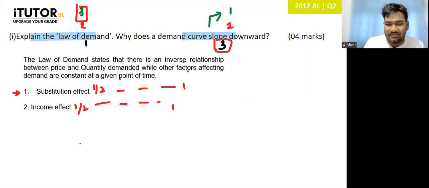Okay. So substitution effect, income effect. I'm not going to type an answer, but what is the substitution effect? The substitution effect tells us when the price of a good changes, that is when it increases or decreases, the relative price of the good changes. As a result, consumers would either switch to the cheaper substitute, or consumers who switched to the substitute would come back to purchase your good, depending on whether the price increases or decreases. That is the substitution effect. You need to highlight that the relative price of the good is changing. All other factors, including the price of the substitute, remain constant.